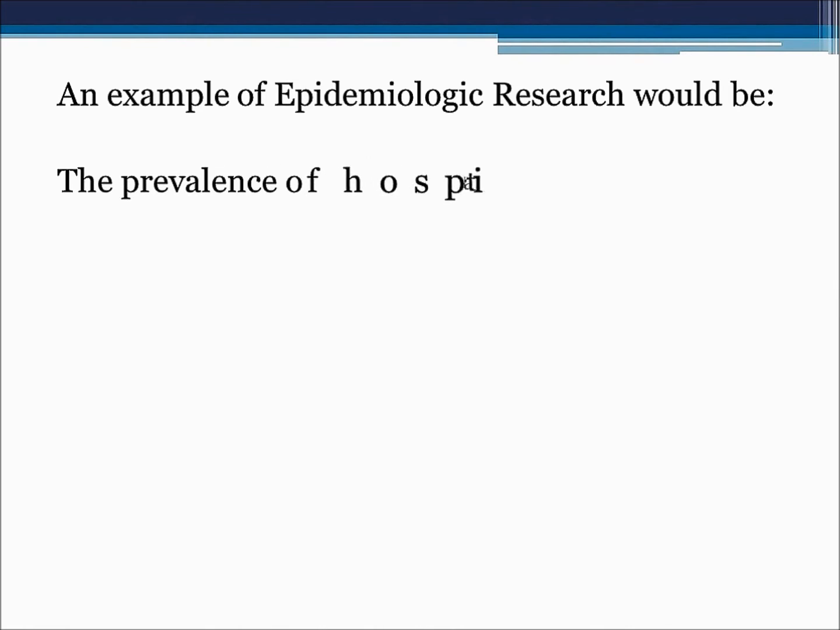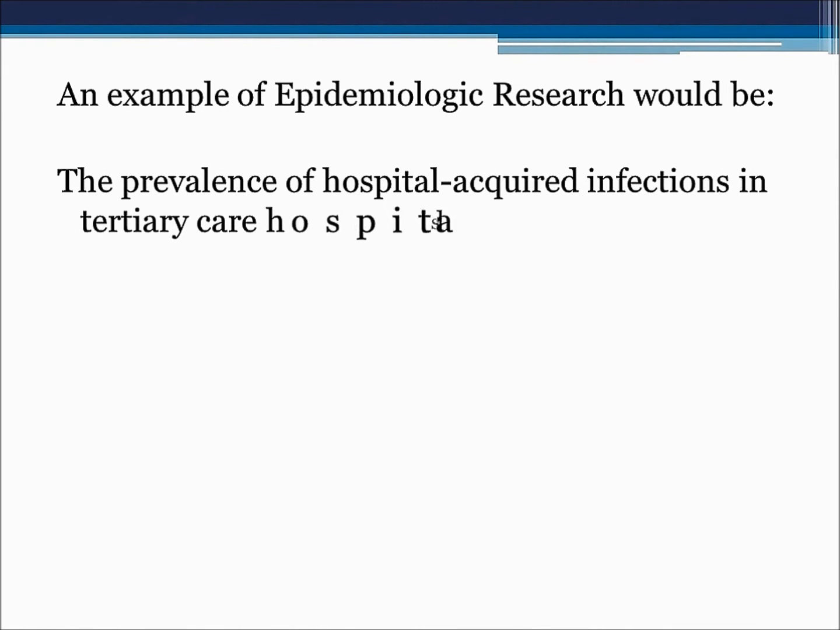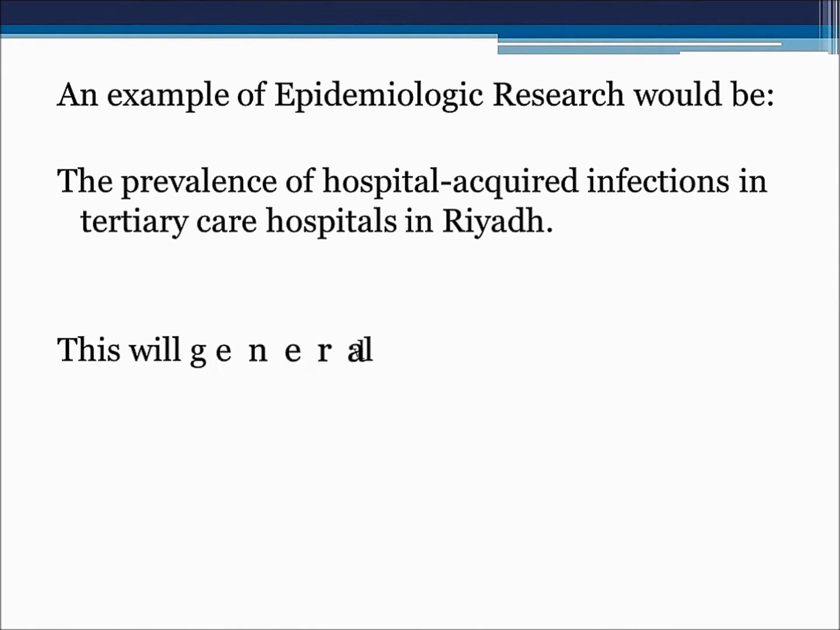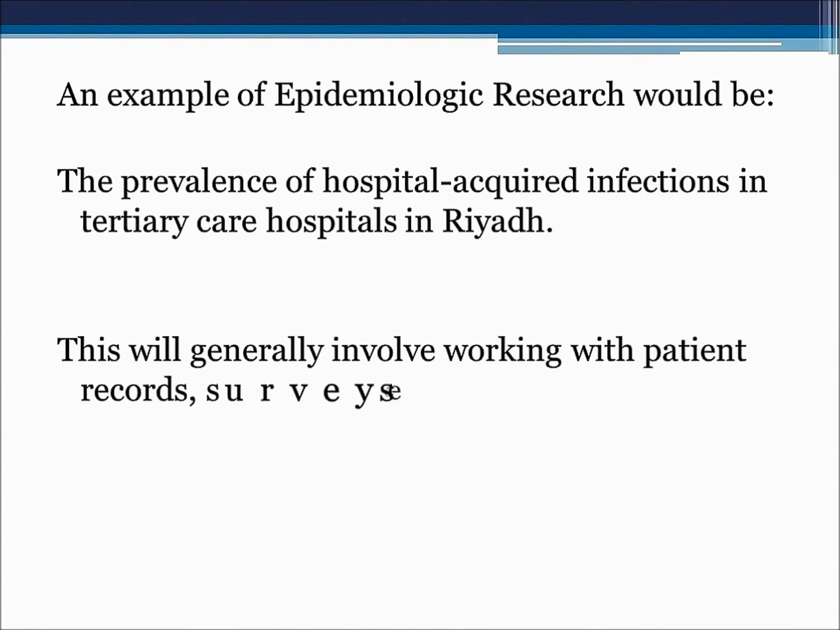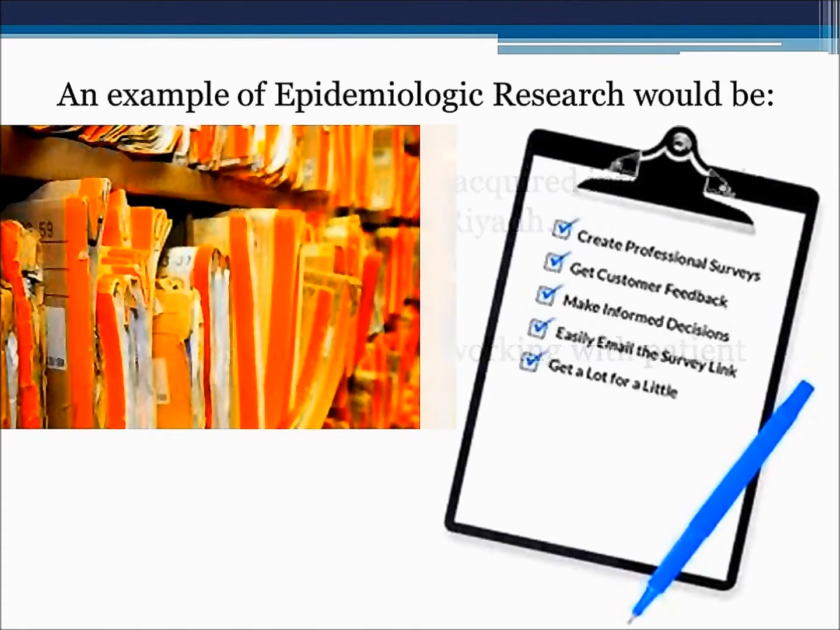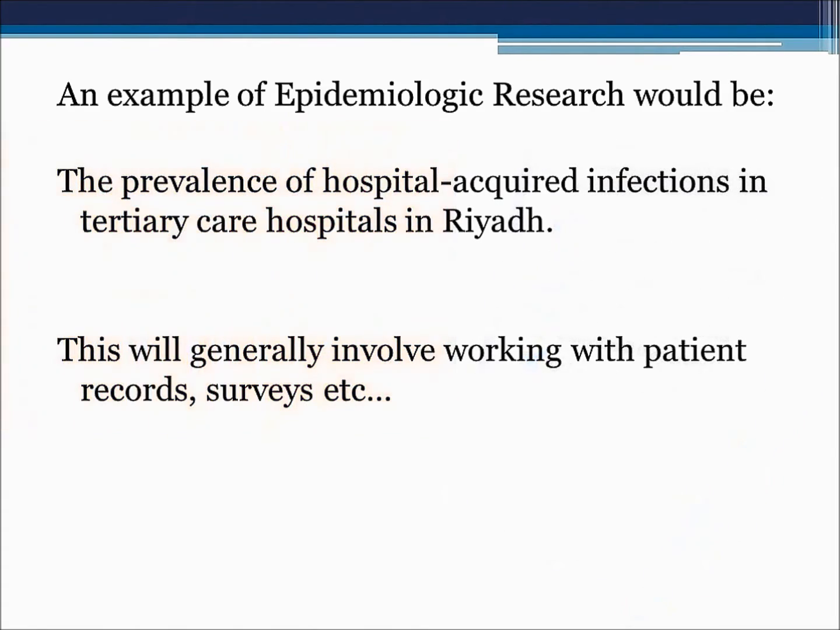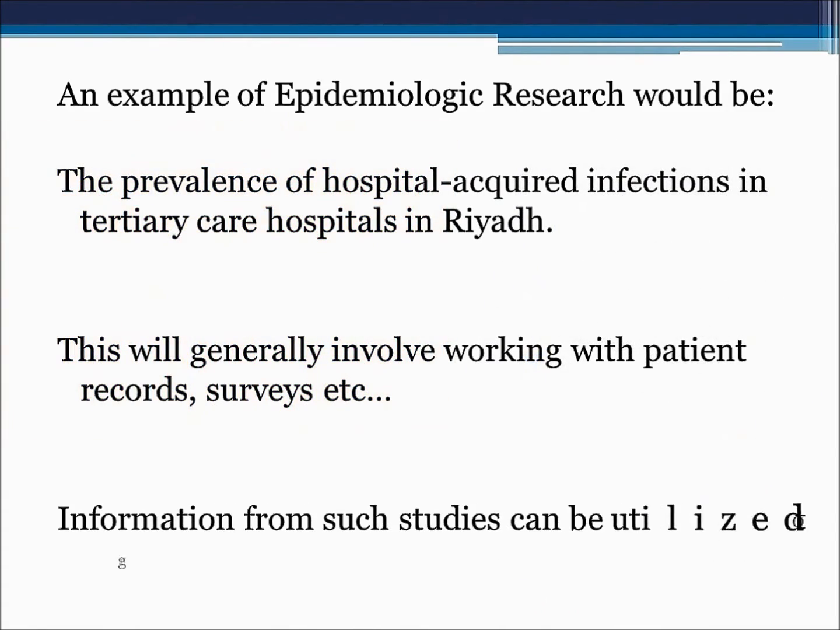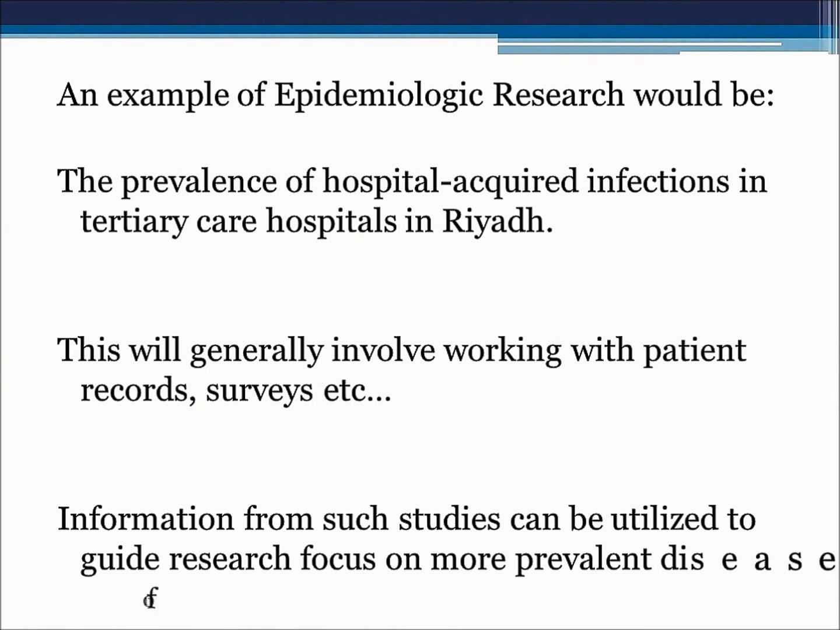Epidemiological research. An example of epidemiological research would be the prevalence of hospital-acquired infections in tertiary care hospitals in a city like Riyadh. This will generally involve working with patient records and surveys. Information from such studies can be very valuable to guide other types of research into more prevalent diseases, for example.